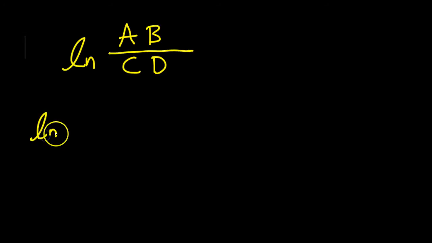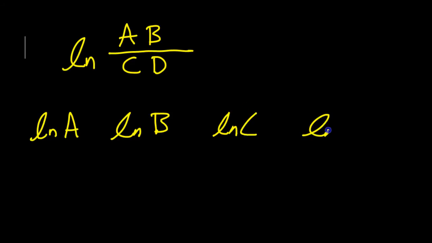So I know I'm going to have natural log A, natural log B, natural log C, natural log D. I'm going to have 4. Now, how do I know whether they're going to be positive or negative? Cody? If it's on the numerator, it's going to be positive. If it's on the denominator, it's going to be negative.